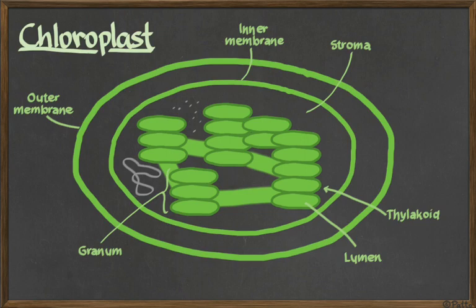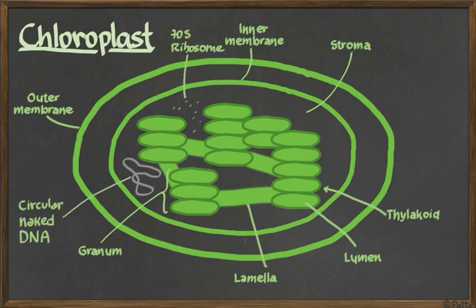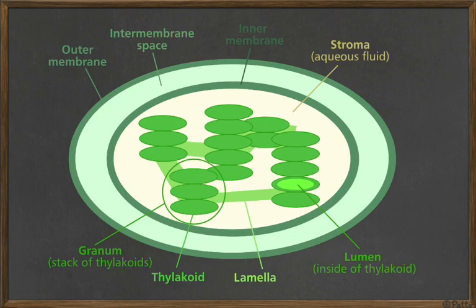Okay, a bunch of thylakoids together is called a granum. They are connected by lamella, so they are all interconnected together. Okay, and as I told you before, we have circular naked DNA and we have 70S ribosomes. This is the structure of the chloroplast, because now that we're going to see the light-dependent reaction and the light-independent reaction, we need to talk about thylakoid, stroma, and the lumen. Okay, so here is another view for people who like a prettier drawing than mine.